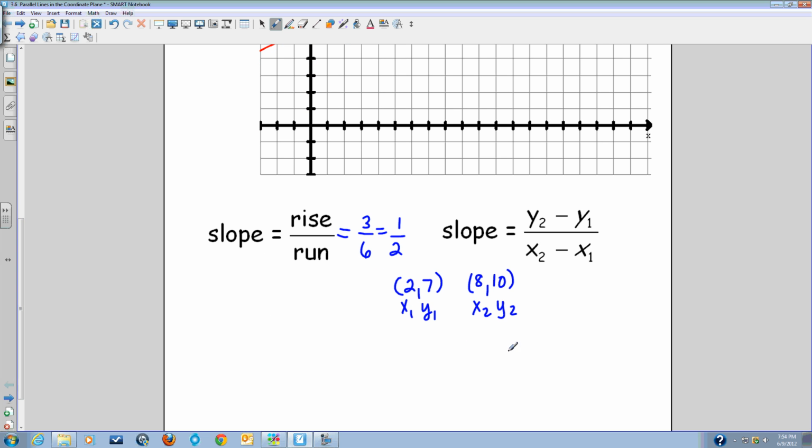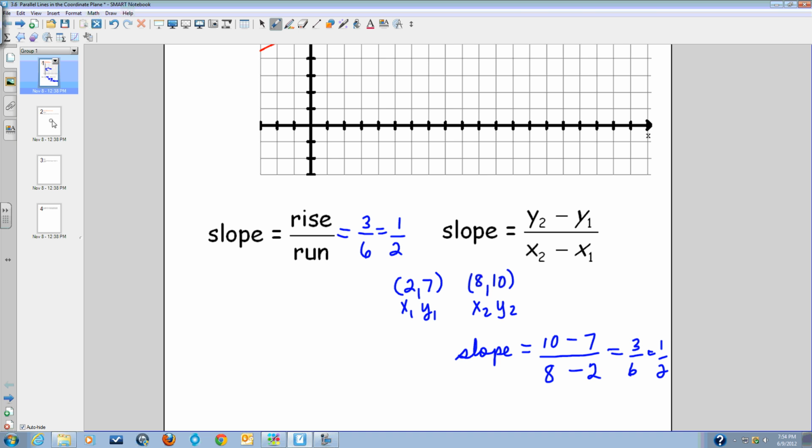And now let's plug them into this formula that's listed. The slope is found by using y2, which is 10, and subtracting y1, which is 7, over x2, which is 8, minus x1, which is 2. We get 3 over 6, which is 1/2 for our slope. Same answer as we got when we just used the idea of rise over run. Either way will yield the same results. Let's move on to the next page.